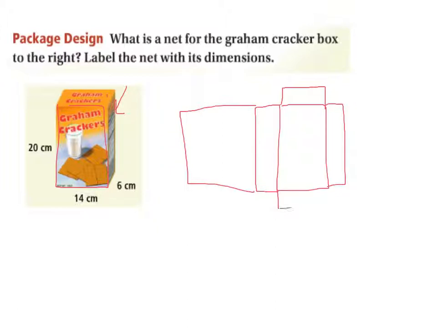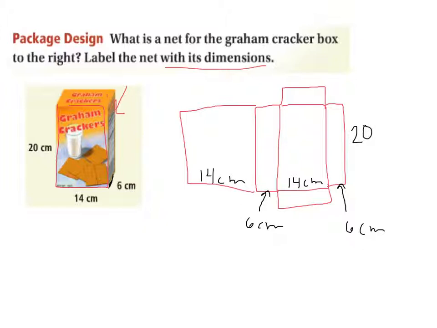and the bottom. But it says, if you look, label with dimensions. So I have to make sure to label this. So the top would be 14 centimeters, or the front bottom would be 14 centimeters. The back bottom would be 14 centimeters, because those are going to be the same. This length here is going to be 6 centimeters, because that's the side length. So that means this side length will be 6 centimeters. And then one unit I am missing would be the height of my box. So this right here would be 20 centimeters.